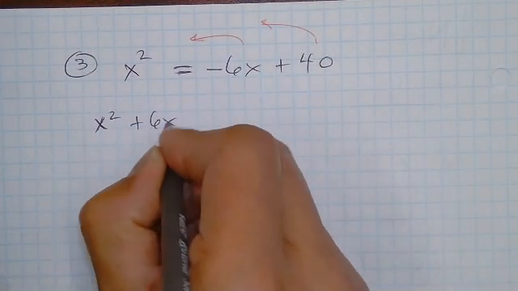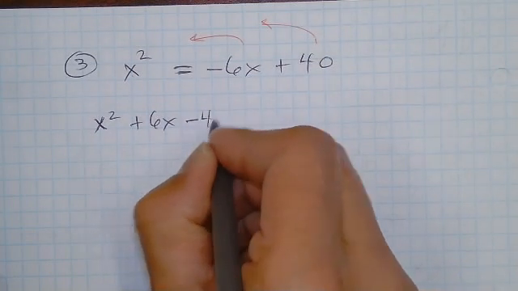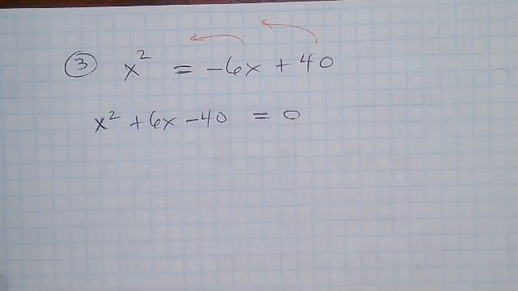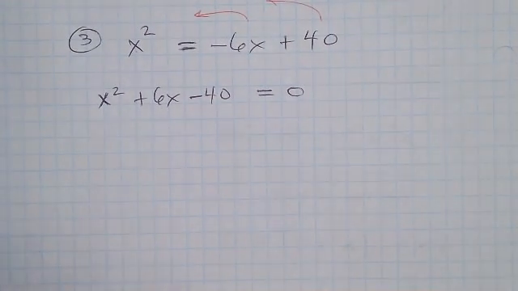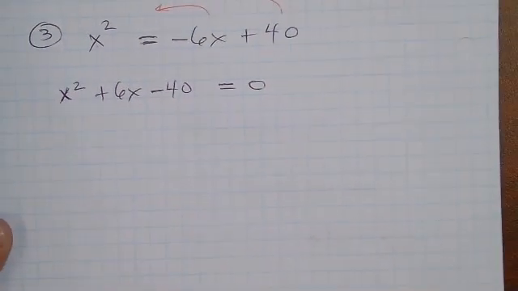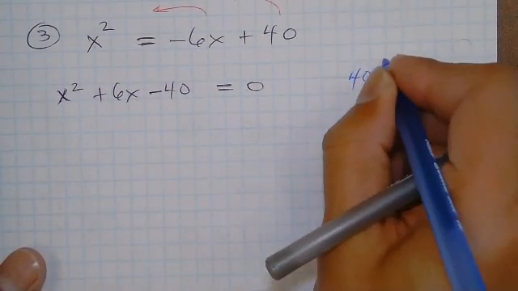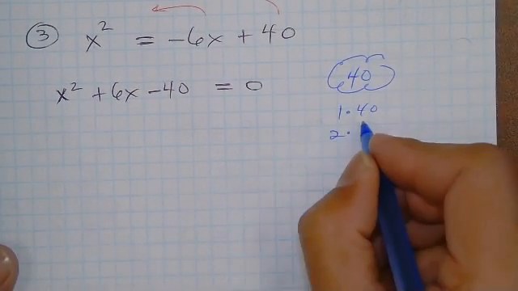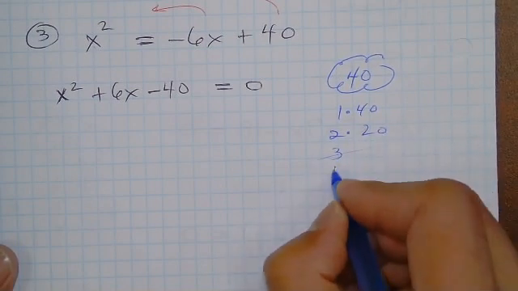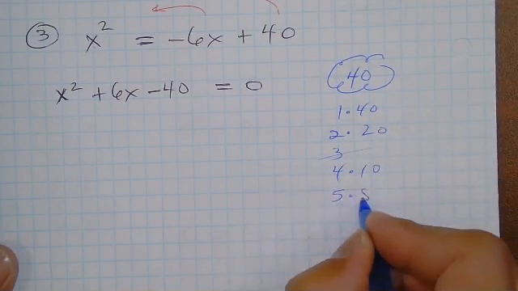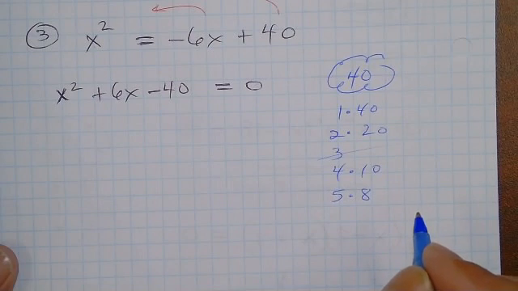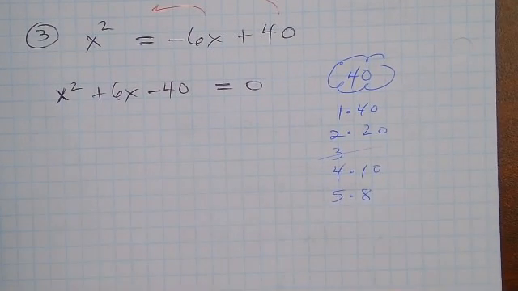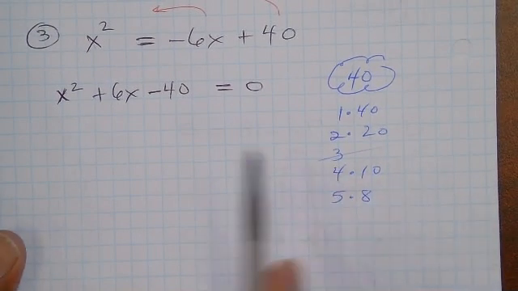Did everybody get x squared what? Positive, plus 6x and then minus 40 equals 0? Yeah, that's where you want to be. Make sure you start here where it's all equal to 0 and don't mess up on your signs. Okay, let me do my list of the factors of 40. 1 times 40, 2 times 20, 3, no, 4 times 10, 5 times 8. That's it. I think that's it.